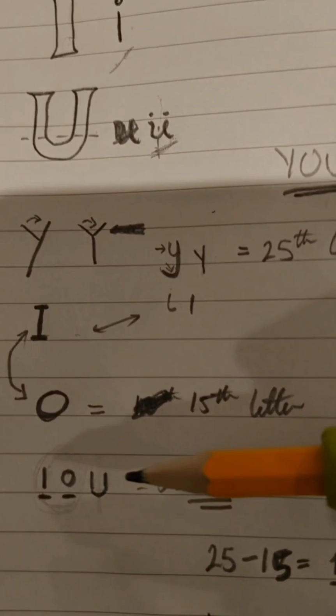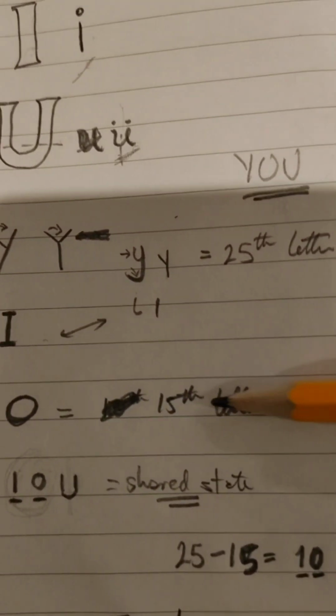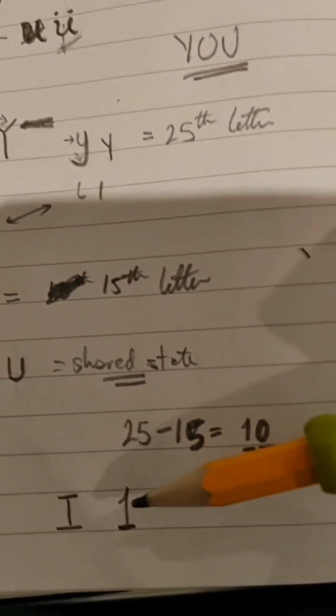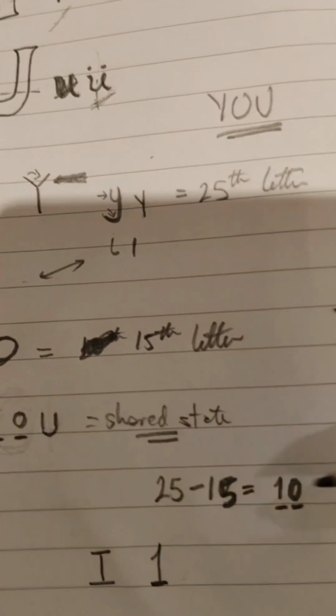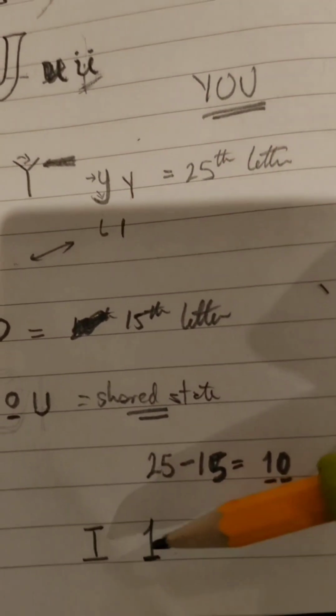You come to the letter O as well as the 15th letter. Take the 2 away, end up with 10. The same 1s and 0. You can drop the 0 and all you're left with is the I or the 1.